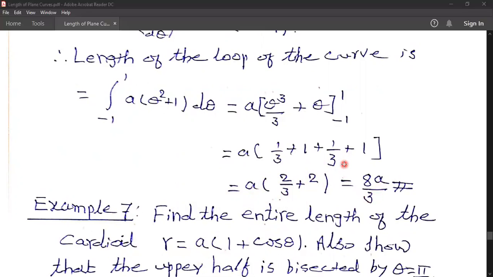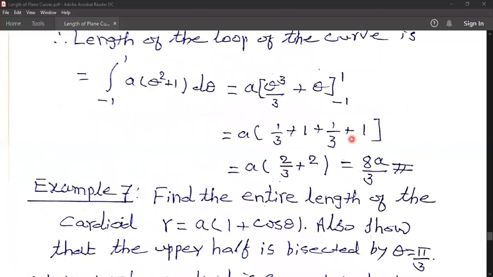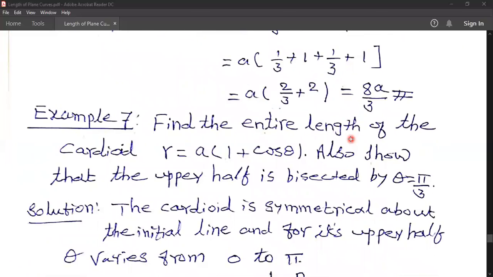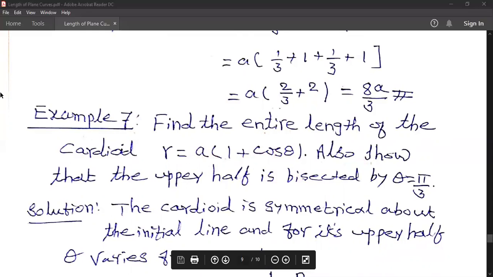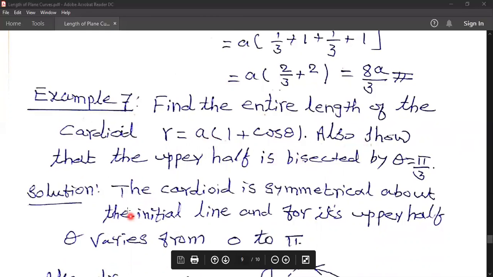This is the arc length of the curve for the given equation. Then we'll take the last part of this. Example 7: find the entire length of the cardioid r is equal to a into bracket 1 plus cos theta. Also show that the upper half is bisected by theta is equal to pi by 3. Then we'll go for the solution of this.